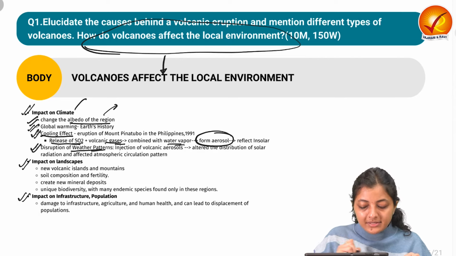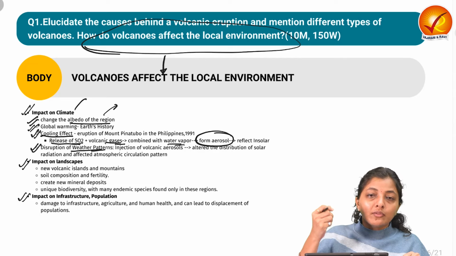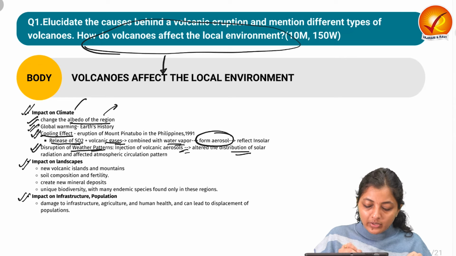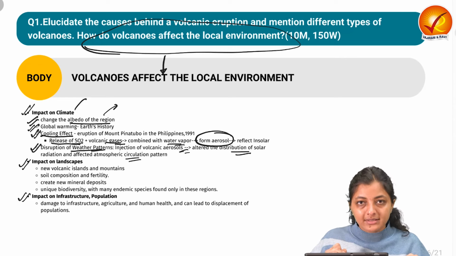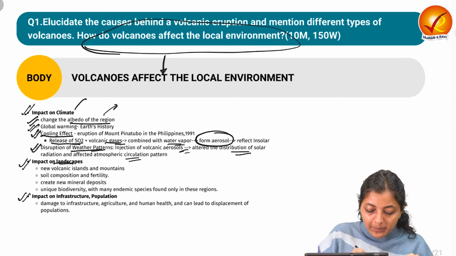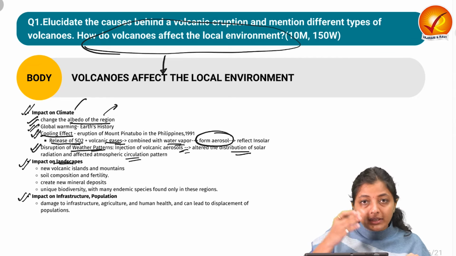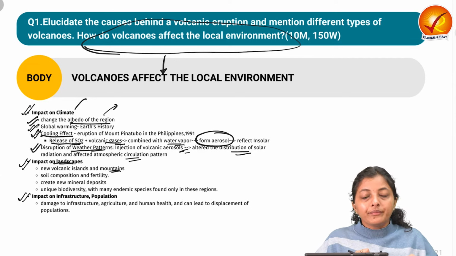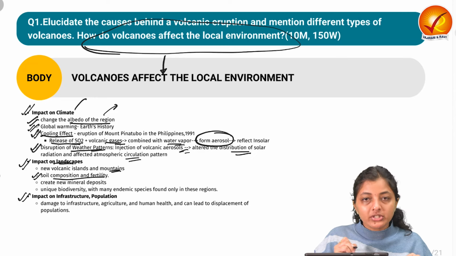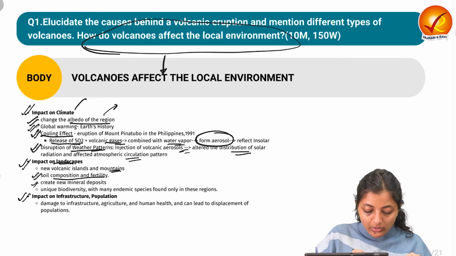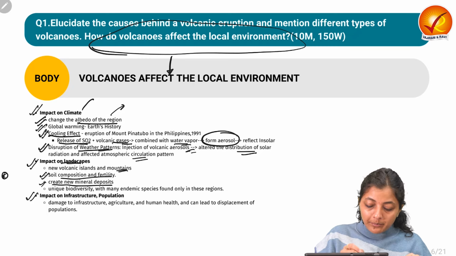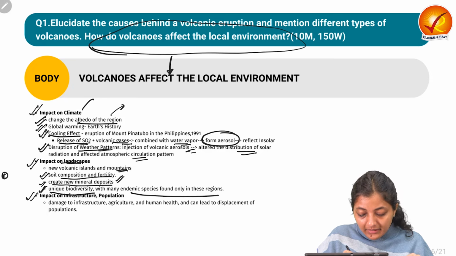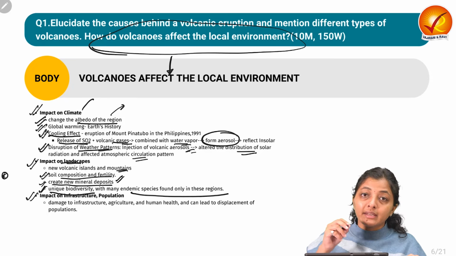Also, they disrupt the weather pattern. Due to the formation of volcanic aerosols, the distribution of solar radiation is altered, so it impacts atmospheric circulation patterns as well. Next is the impact on the landscape. New volcanic eruptions mean new landscapes are getting formed, new mountains. Then next is soil composition and fertility. Then talk about how volcanic eruption creates new mineral deposits as well. Then also unique biodiversity, with many endemic species found only in these regions.